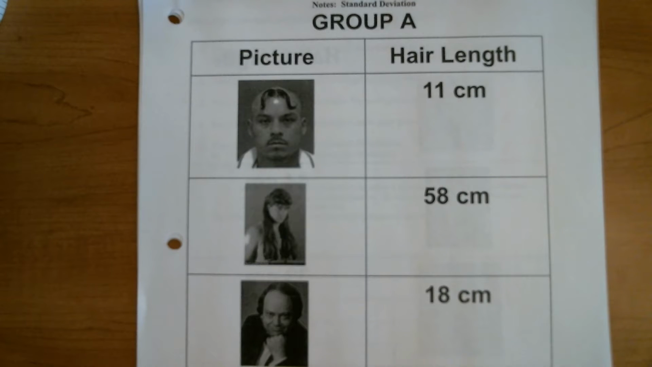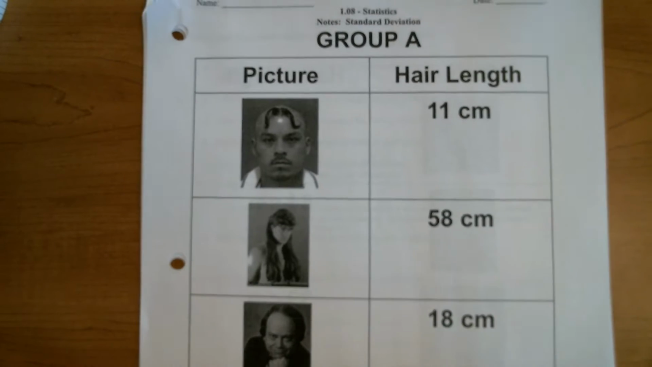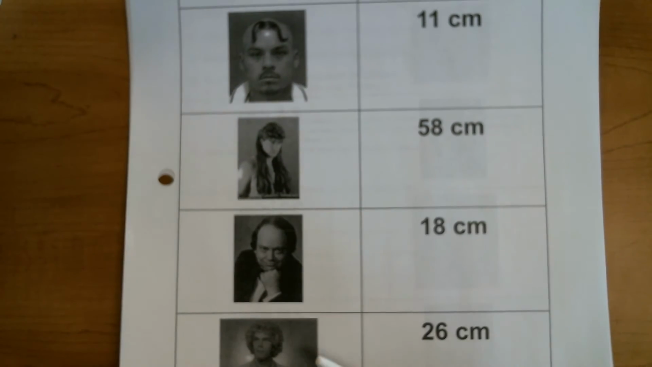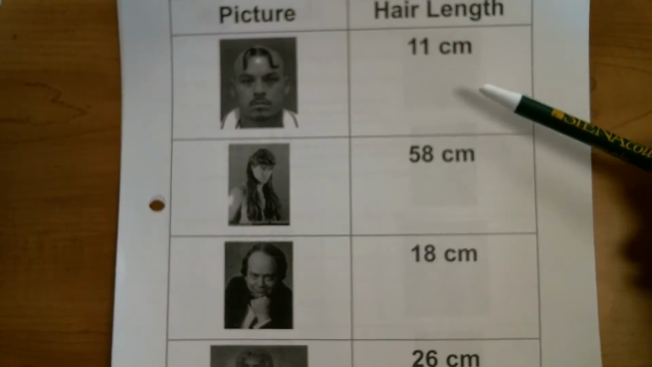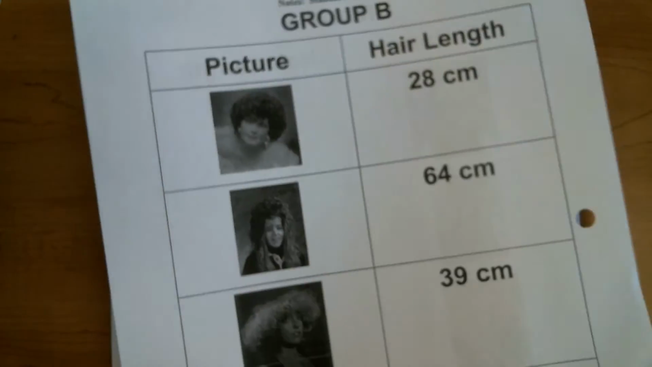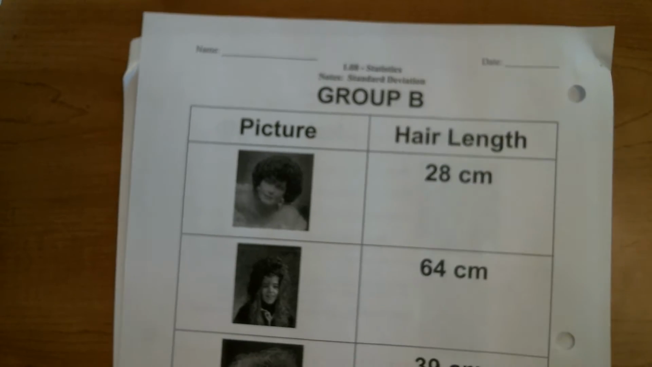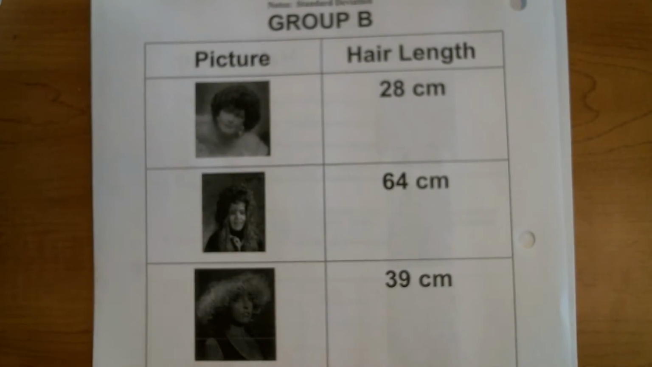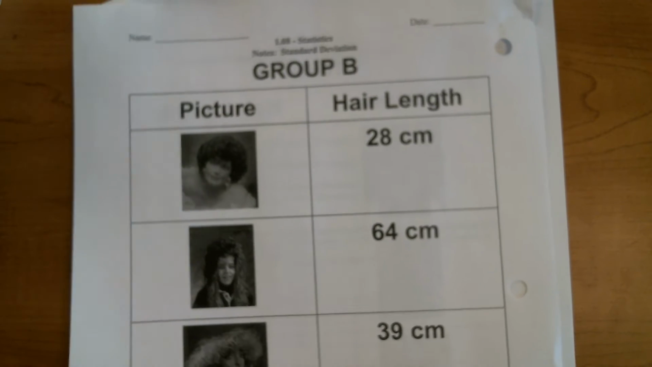So normally I would break the class up into different groups, and we'd be taking measurements from each member of the group. But instead, I've just created some virtual groups. So these are our 4 people in group A and their various hair lengths in centimeters. And then on the back of this is our group B. Again, our 4 members and their various hair length in centimeters.